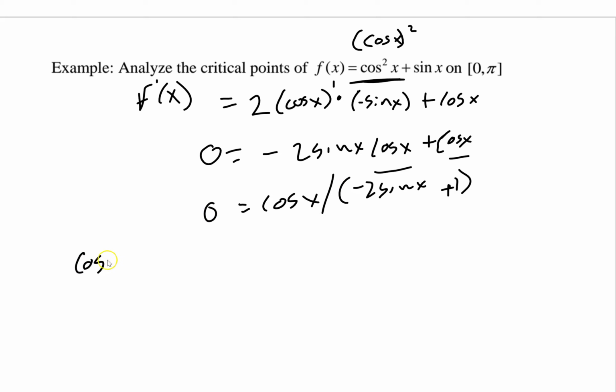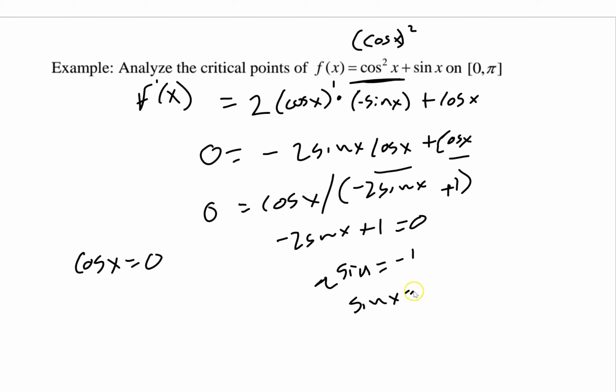And then I'll split it. So cosine x equals 0, and negative 2 sine x plus 1 equals 0. Solve each one separately. This one I'd subtract 1, divide by negative 2. Negative 2 sine x equals negative 1, divided by negative 2. Sine x is going to equal 1/2.